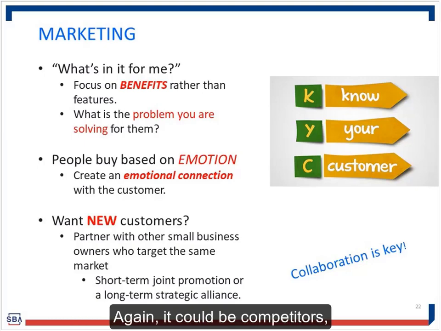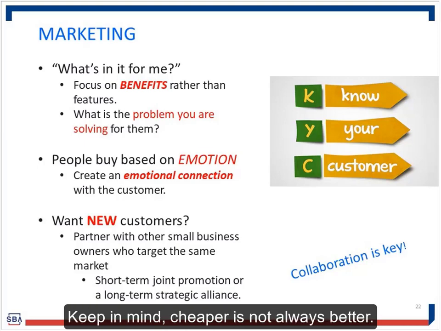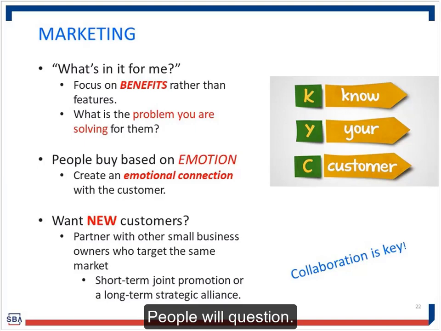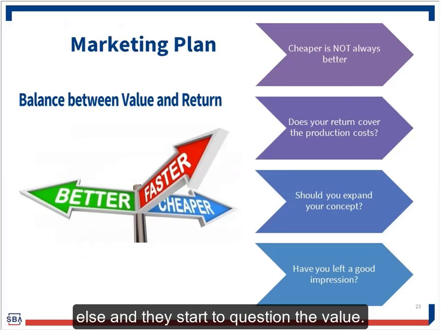So look for opportunities, and that O is for opportunities on your SWOT analysis of who to partner with. Again, it could be competitors, other businesses, community organizations, nonprofits. Great partnerships to look at.